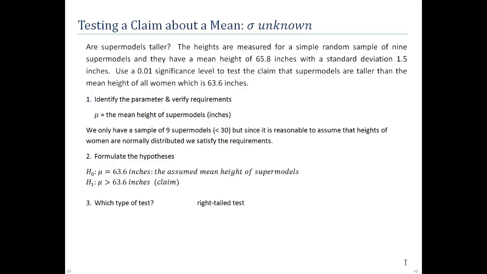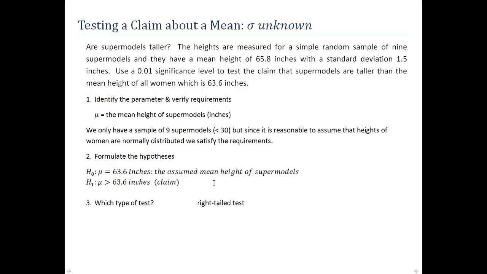Now let's go through the 10-step process that we've outlined to test a claim about a mean. The first step, well, we've pretty much completed that. We've identified the parameter. It is the mean height of supermodels. We should pause a moment to make sure we satisfy the requirements. In general, when testing a mean, we like to have a sample size greater than 30. We don't in this case. But since it is reasonable to assume that the heights of women are normally distributed, we can satisfy the requirements. I either need a sample size greater than 30, or I need to believe that the population I'm sampling from is normally distributed. In this case, that assumption is reasonable.